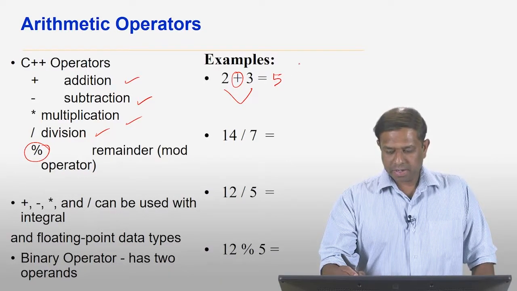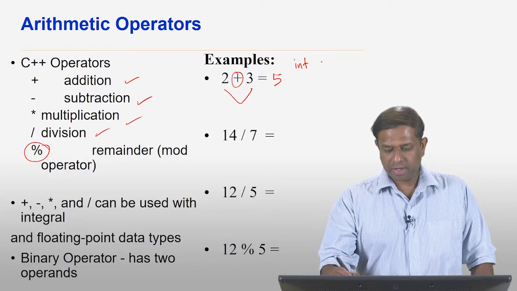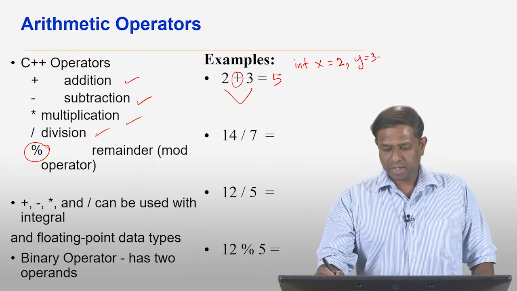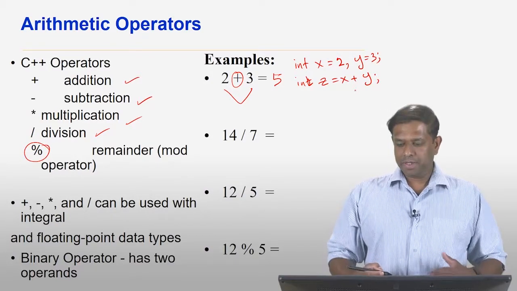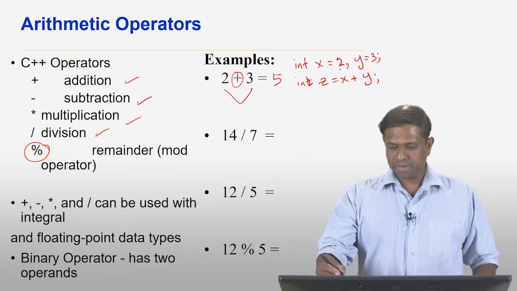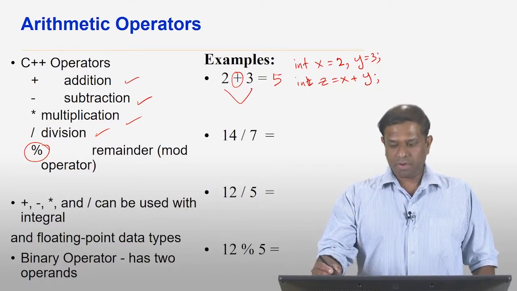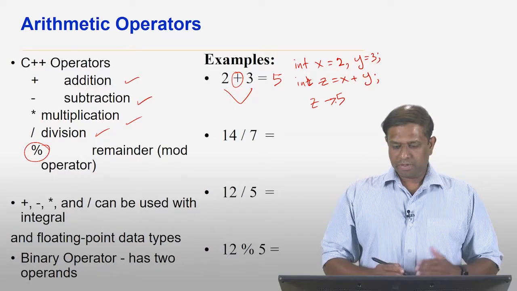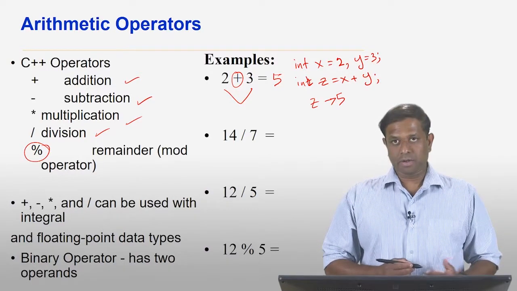In here, we can assign these values to variables. For example, we can say x equals 2, y equals 3, and then we can say int z equals x plus y. When you are performing this operation, we take the value stored in x and the value stored in y and assign the result to z. So after this operation, the value of z will be 5. Likewise, we can perform the subtraction operation as well.